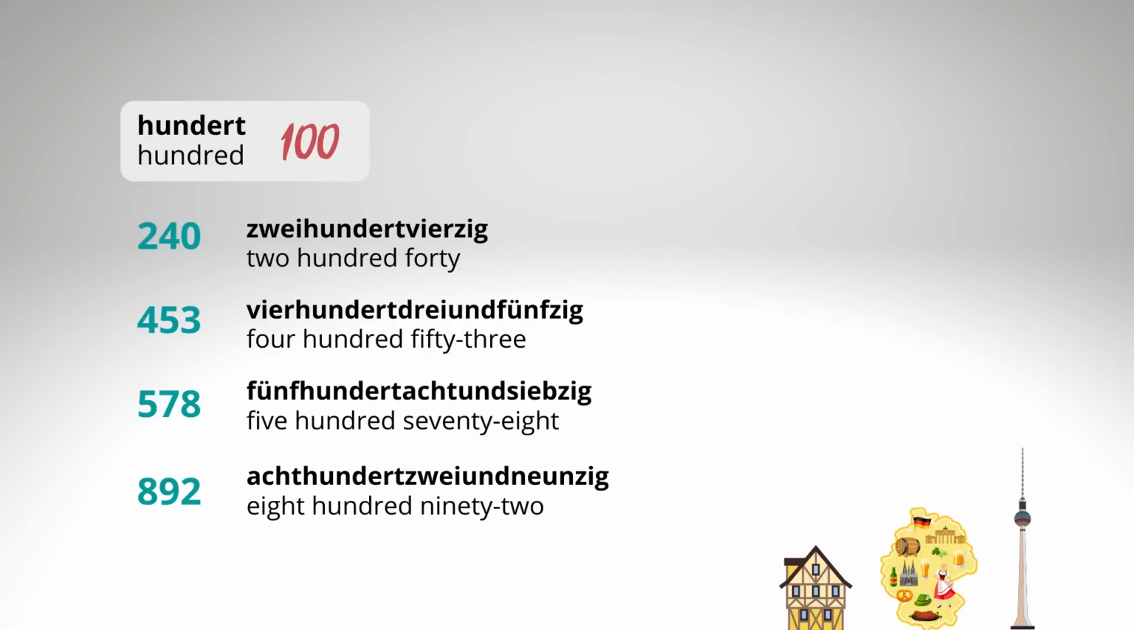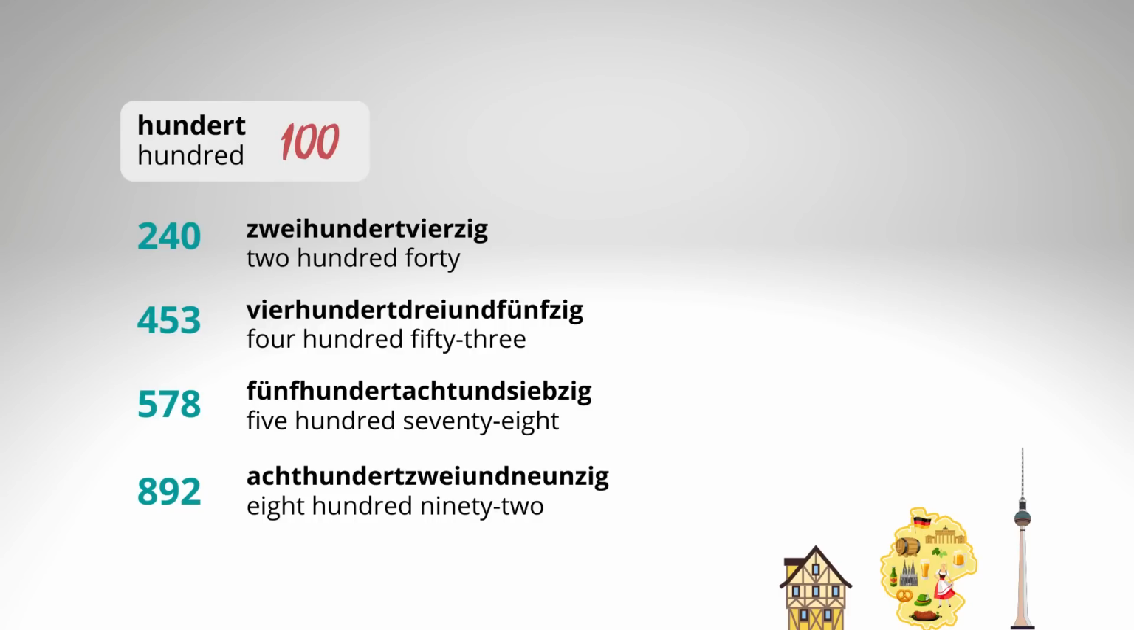If on the other hand we wanted to translate 453 into German, we would again start with 400, and then again we would move on with 53, which in German is 3 and 50 if you translate it literally. So we have 453.